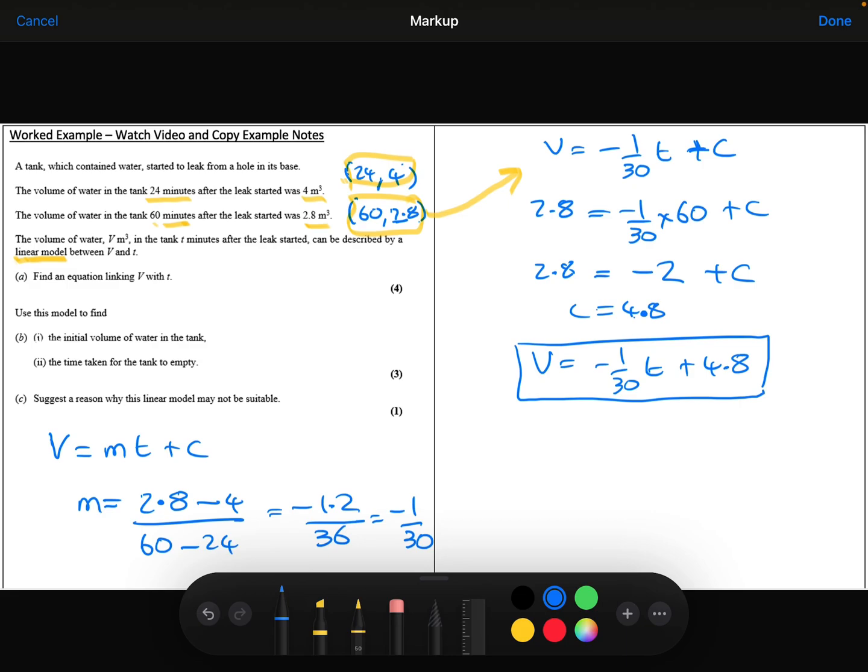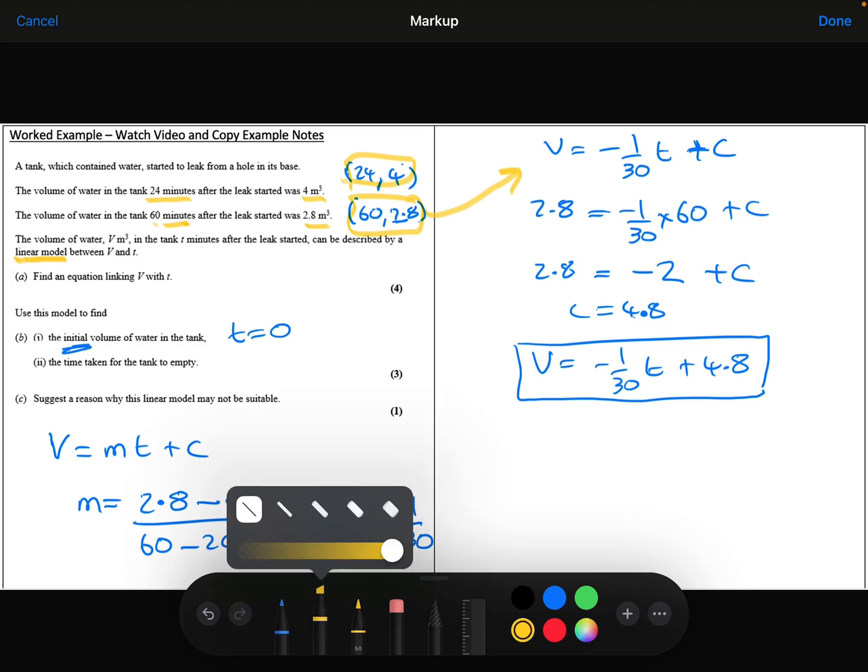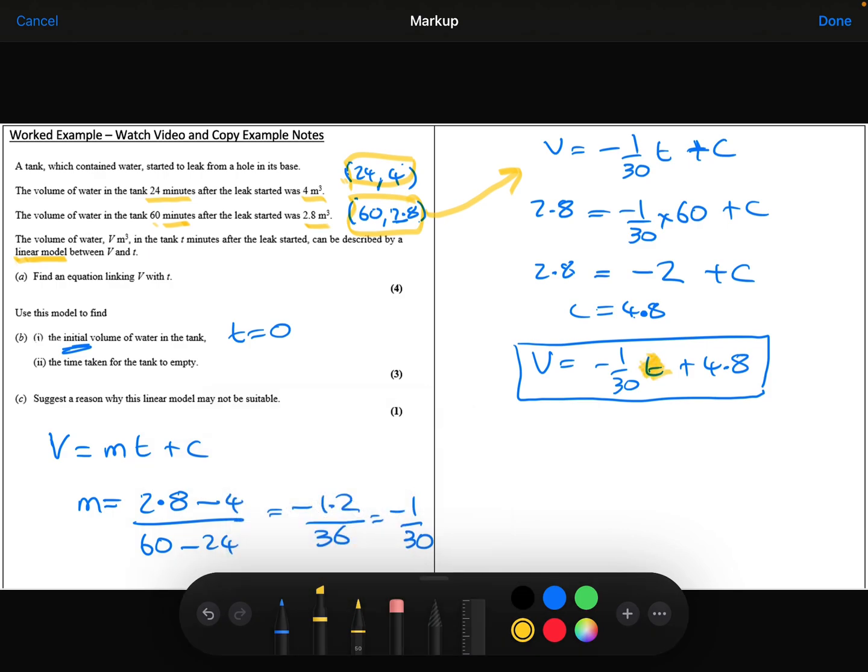We now need to use this model to find the initial volume of water in the tank. Well, initial means t equals 0 at the beginning. So if I substitute 0 in here, then I find that v would just be minus 1 over 30 times 0, so that's just going to be 0, plus the 4.8, which will be 4.8. So the initial volume of water in the tank is 4.8 meters cubed.